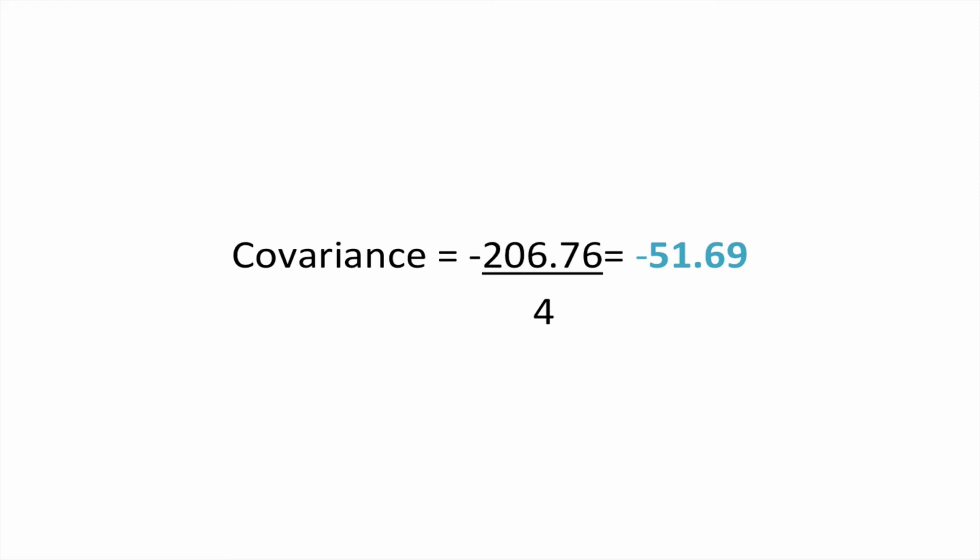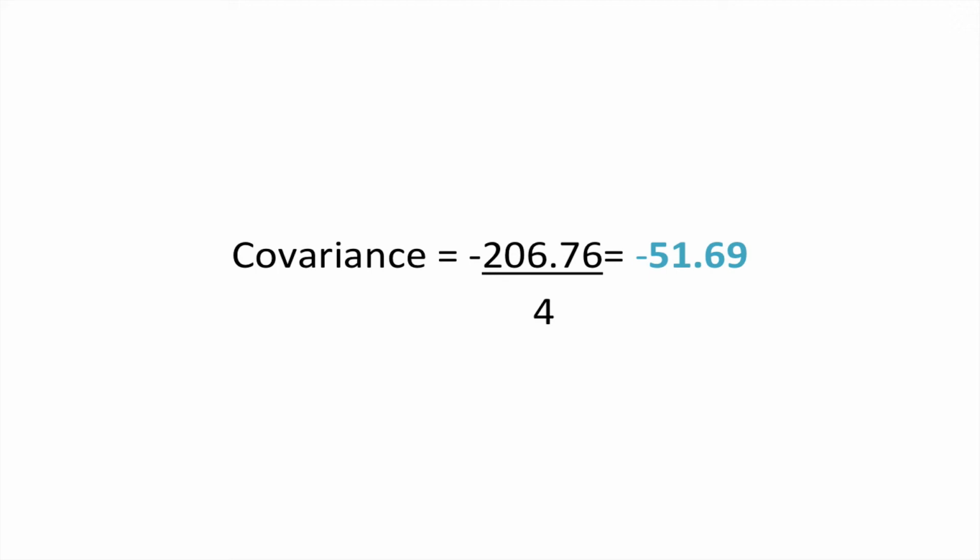A covariance of minus 51.69 means that as one variable increases, the other decreases. That's what the minus is about. So that tells us that there is a negative relationship. But to get a standardized measure, we need to calculate the correlation coefficient. And how do we do that? Well, we use the standard deviation. That covariance expresses the relationship in the units that the variables are already measured in, but a correlation expresses it in standard deviations.